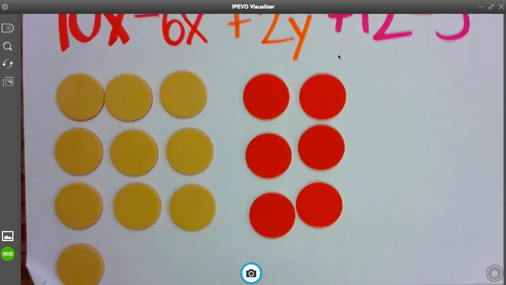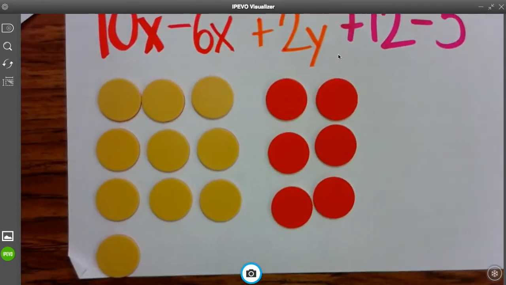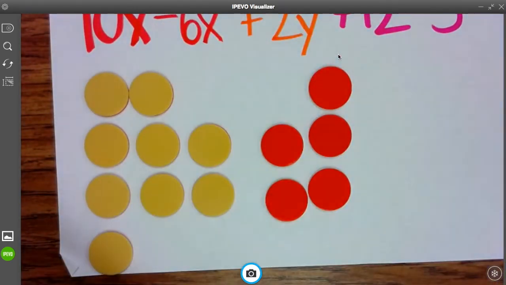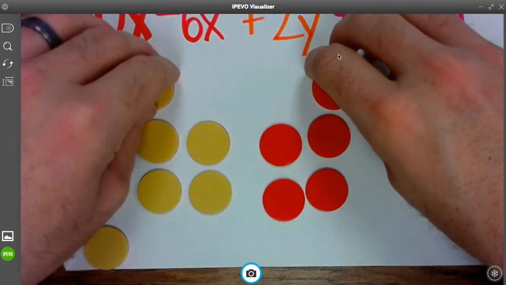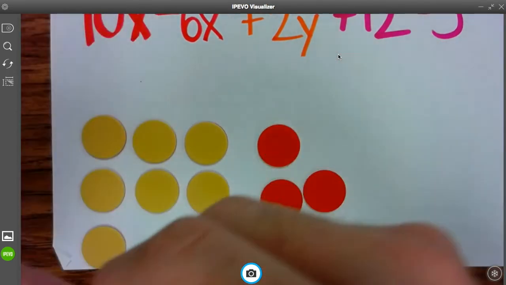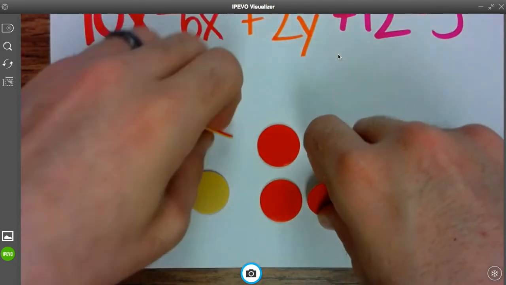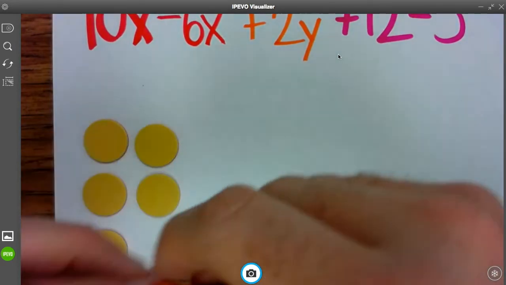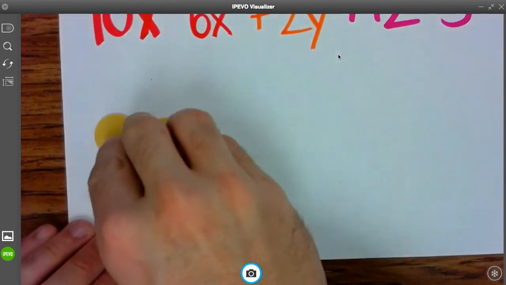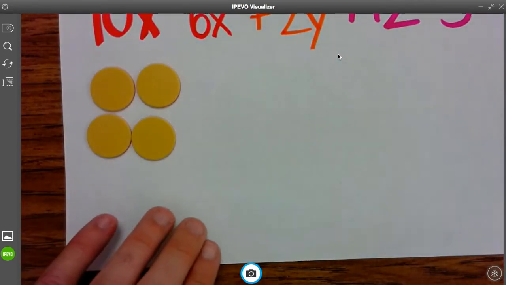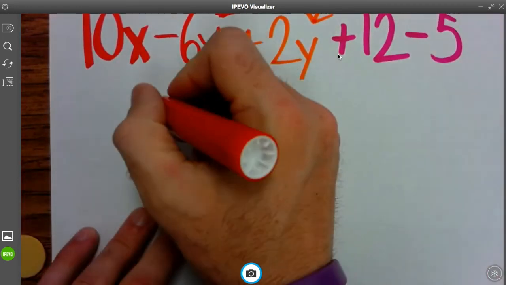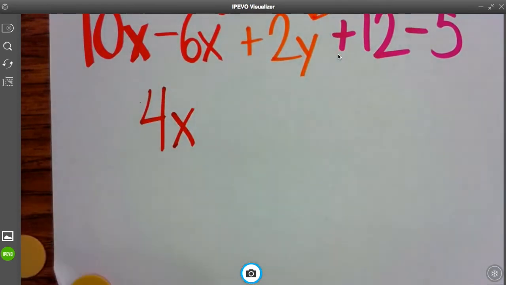Let me move the camera out a little bit. What I mean by that is that this and this cancel each other. So they go away. So we're going to do that for every single one we compare up. So we compare these up, compare these, compare these, and compare these. So all I'm left with is 4 positives. So that means our answer here is a positive 4x. So I have positive 4x left over when I combine those.